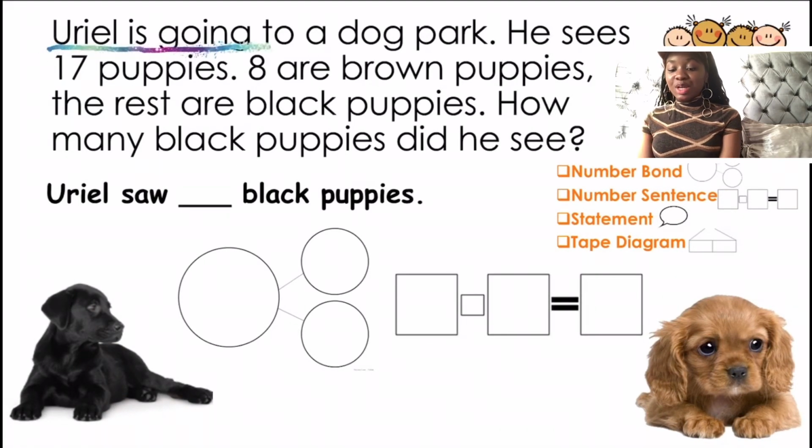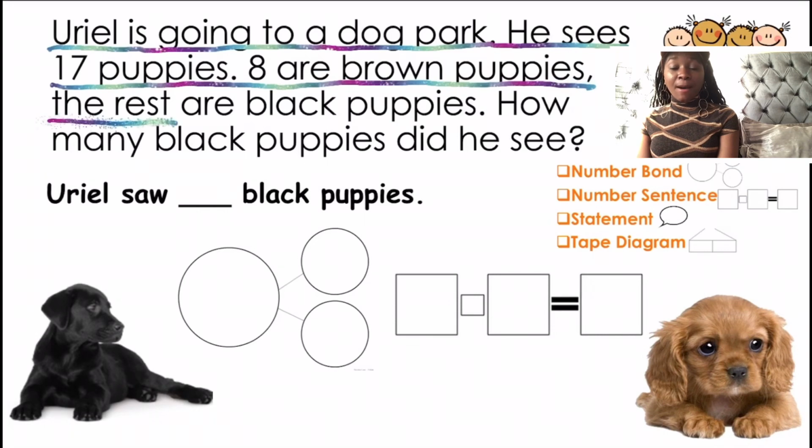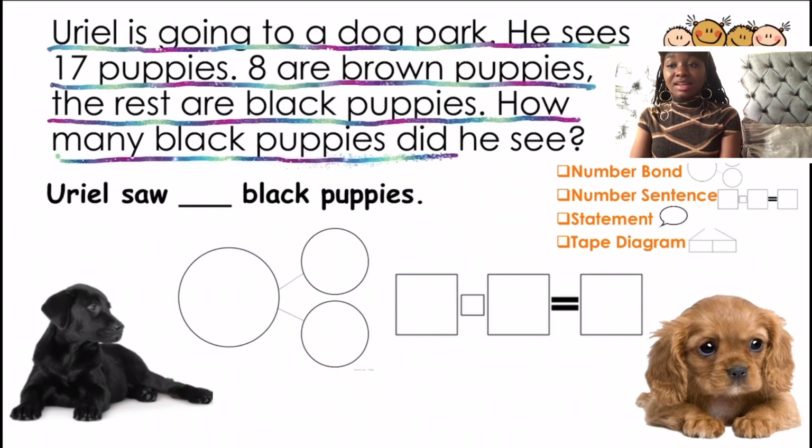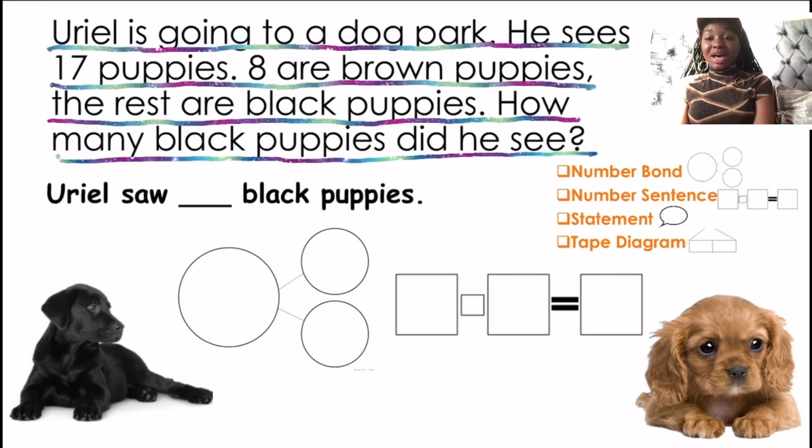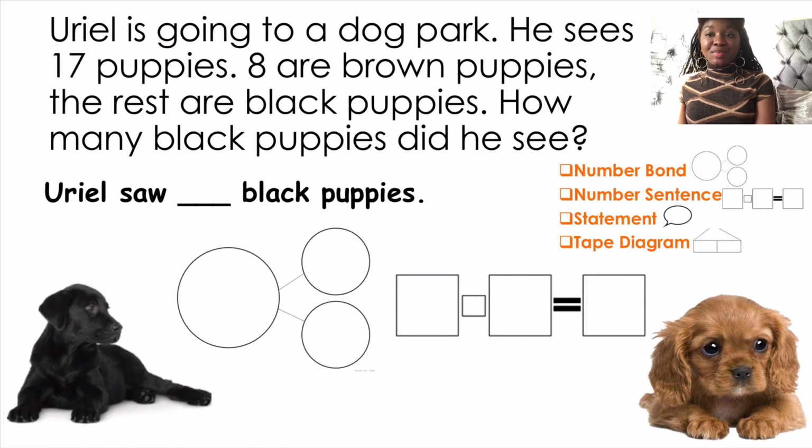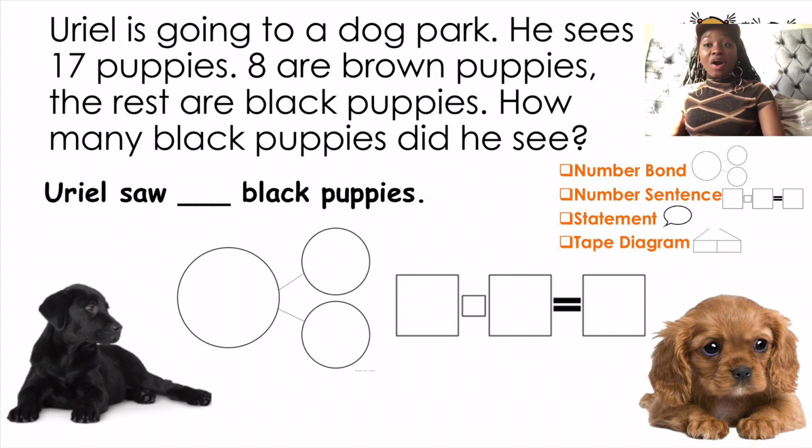Uriel is going to a dog park. He sees 17 puppies. 8 are brown puppies. The rest are black puppies. How many black puppies did he see? Make sure you have a number bond, a number sentence, a tape diagram, and a statement. Pause the video, solve the problem, and hit play when you are done.